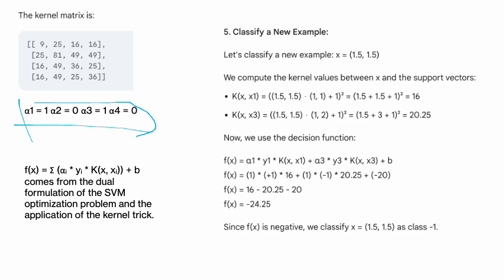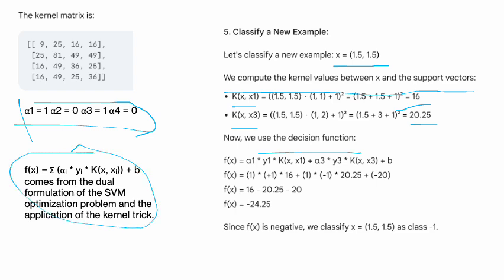And then the problem statement was, say you get a new example, say x is equal to 1.5, 1.5. You'll have to classify which class it will be, whether it'll be in class +1 or class -1. So that's the ask, right? So here we compute the kernel function. Again, we take this formula K(x, x1), K(x, x3). From the previous example, we compute 16 and 20.5. Now we use the decision function, which we covered as part of the kernel trick. There's a formula that you need to have.